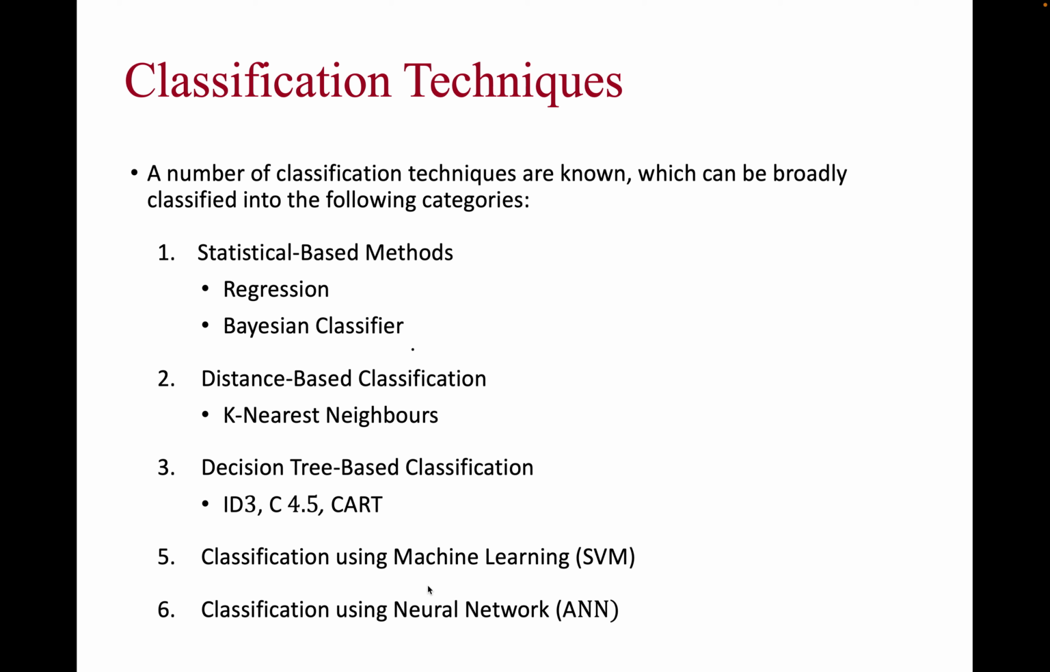Classification technique. A number of classification techniques are known, which can be broadly classified into following categories: statistical based methods, regression, Bayesian classifier, distance based classification, k nearest neighbors, decision tree based classification, ID3, C4.5, CART, classification using machine learning, SVM, classification using neural network, ANN.